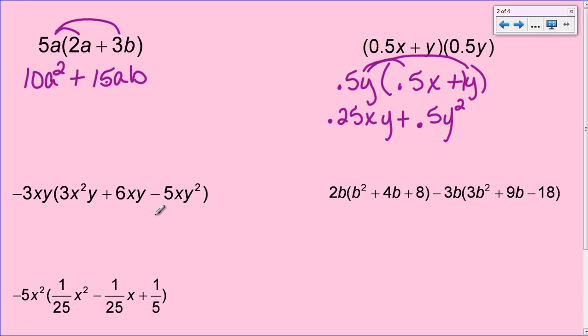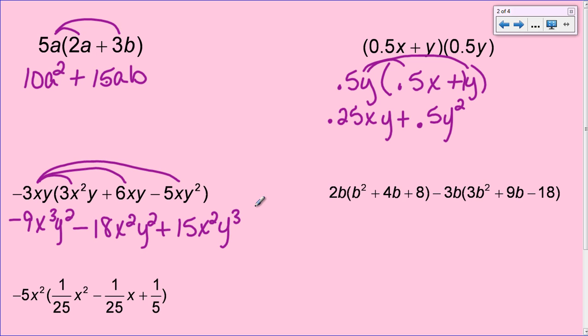So the next problem is very much the same, except I'm going to distribute 3 times because there's 3 terms inside that parentheses. So I'm going to let you pause for just a second and try it, and then come back and check your work. So here's the answer I came up with. I got negative 9x to the third y squared minus 18x squared y squared plus 15x squared y to the third. And none of these are the same, so I can't combine any like terms. And if you're confused about how I came up with that answer, especially if your signs are different than mine, ask me about that when you come to class tomorrow. But that is my answer.